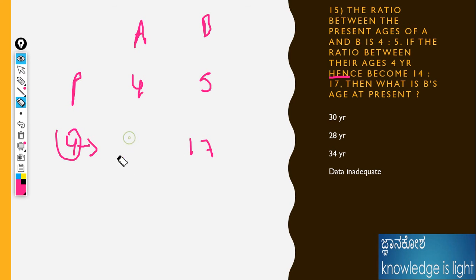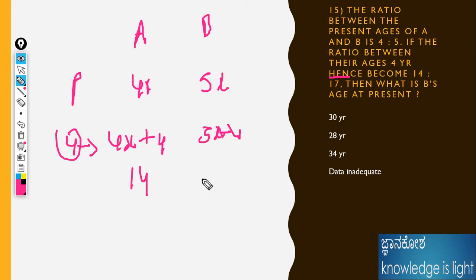The ratio is given. What is the age? 4x, make it as x. Don't forget to put like that. 4x plus 4, 5x plus 4. Then what ratio is given? 14 is to 17.